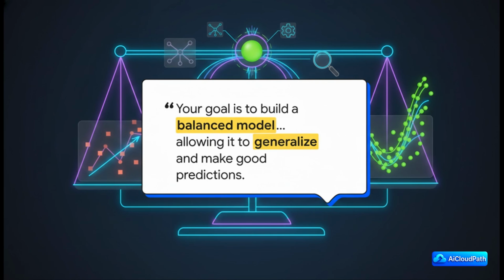So what's the takeaway? The goal, the A+ answer, is to find that Goldilocks sweet spot right in the middle. You want a model that's smart enough to learn the real important patterns, but not so obsessed that it memorizes the meaningless noise. And that ability to perform well on new, fresh data, that's a key term, generalization. That is the true test of a great model.